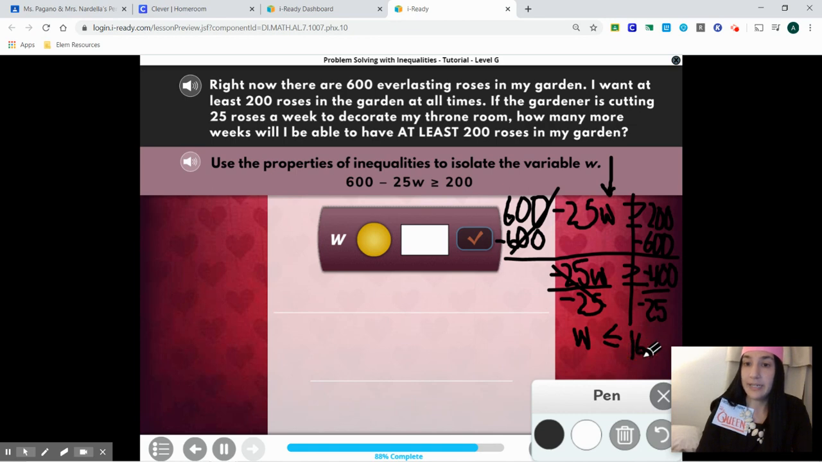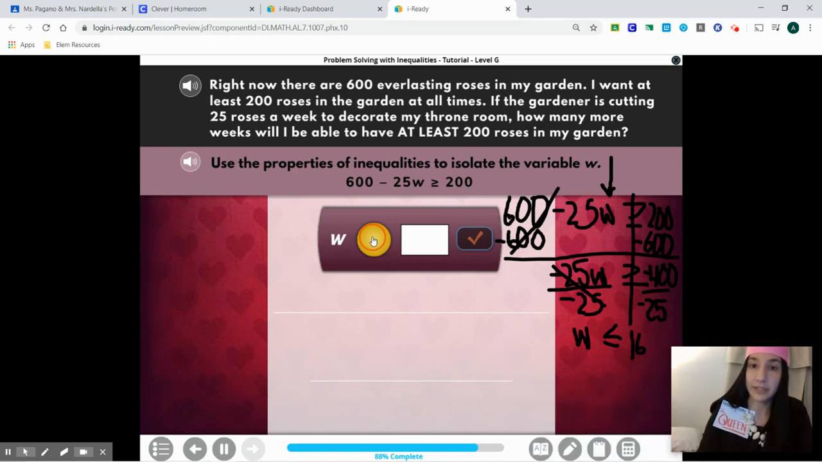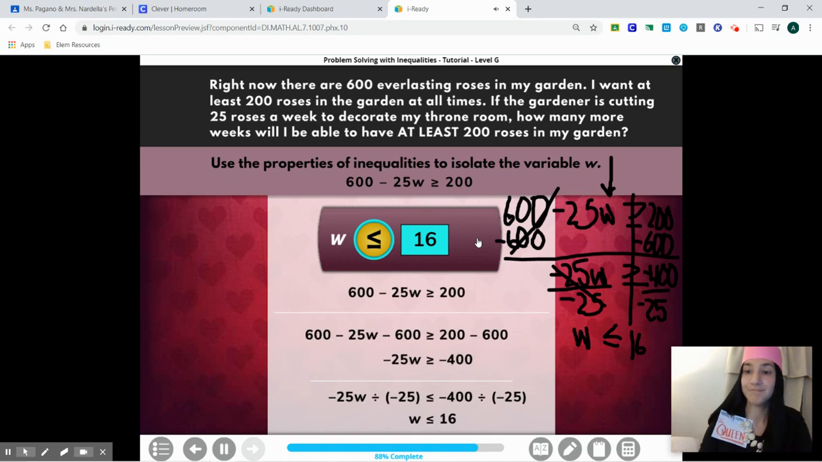So we're going to write that down. And now we're going to write it in here. So we know we need a less than or equal to symbol and the number 16. Let's check our work. That's right. The roses can be cut for less than or equal to 16 weeks.